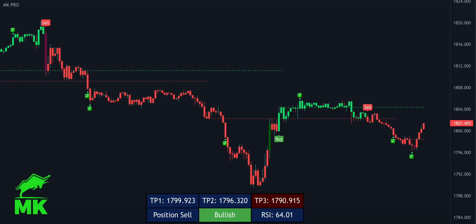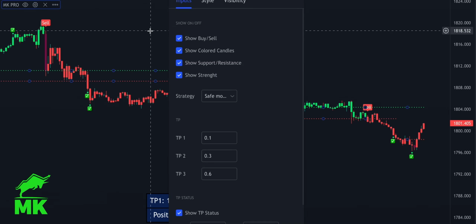Hello guys. I'm going to review Mkpro features and how it works. Mkpro has many features, but it's not making charts look messy and gives you clear signs on a clear chart. Let's check the settings.